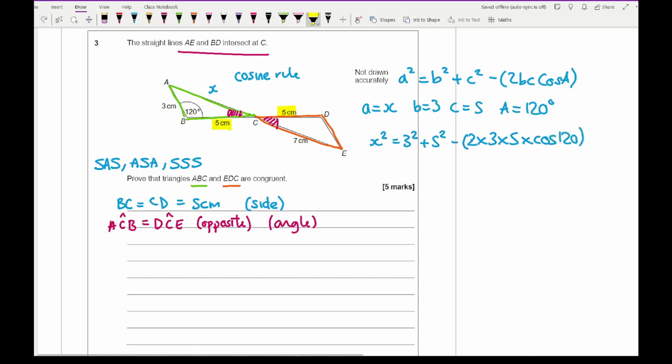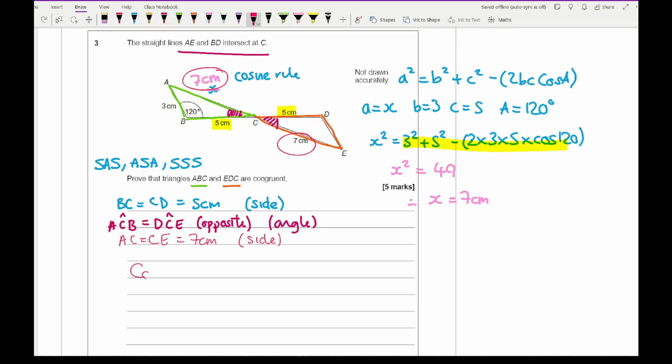Now if I type in all of this in my calculator, press equals, I get x squared equals 49, and so therefore x equals 7. So if I write that as 7 centimeters, and then lo and behold, I can see that I've got a side of 7 centimeters on each of those triangles. So AC equals CE, which equals 7 centimeters. So there I've proved another side.